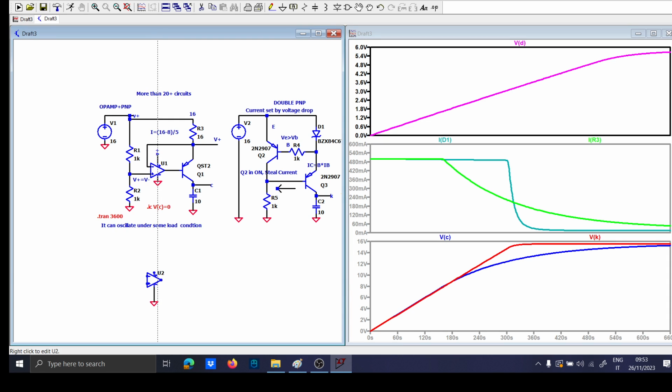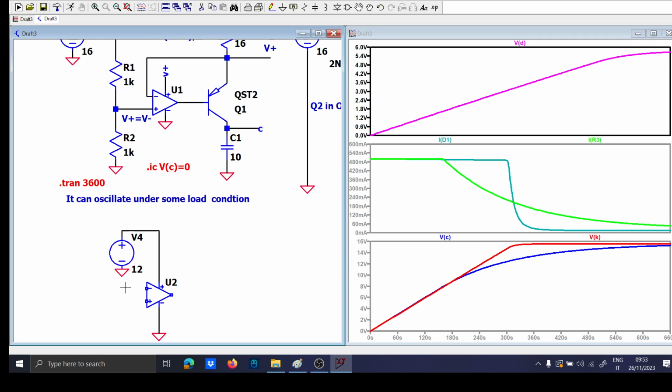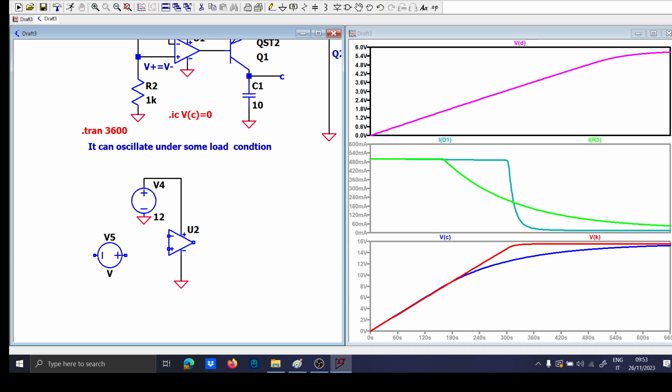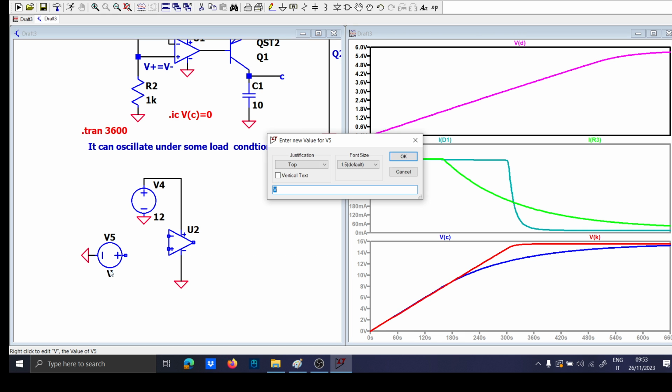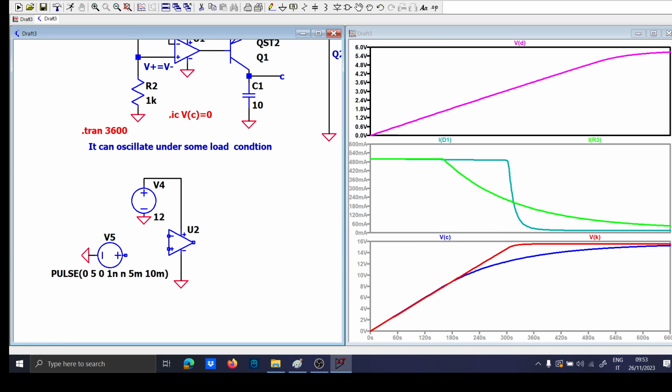Let's clamp this guy here, and let's put 12 volts. Let's put a pulse, because this time you need the pulse. A pulse which should be high enough to turn on the MOSFET. So 0, 1 nano, 1 nano. Let us use 5 milli and 10 milli, so just a very low hertz.